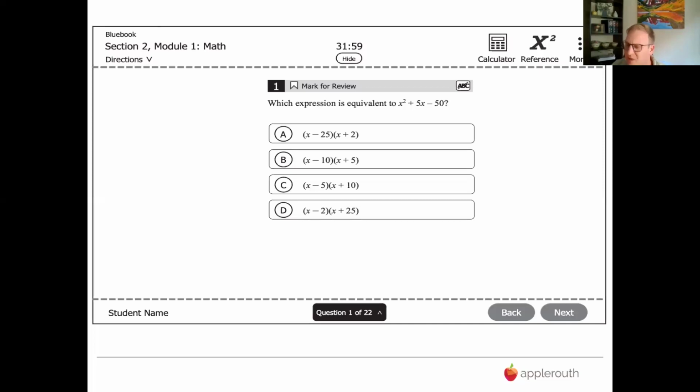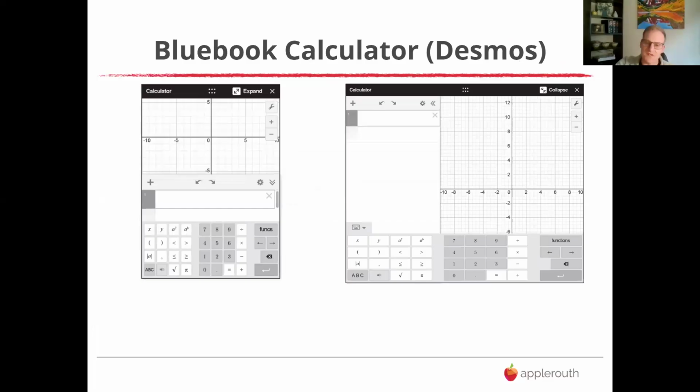Note the answer eliminator, probably less helpful on math, definitely less helpful on math. And we have mark for review, and we have the black button where you can skip around. Right, so pretty much the same. This is what the calculator looks like in both its expanded and non-expanded version.